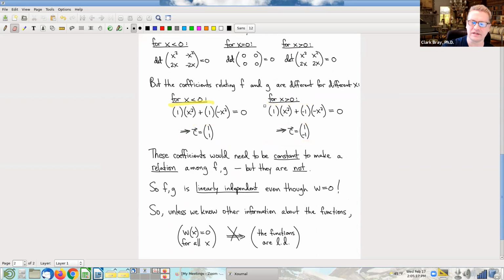And this, again, gives us our counterexample. The list is independent, even though the Wronskian was easily seen to be 0. Okay, so you cannot turn around the Wronskian argument.